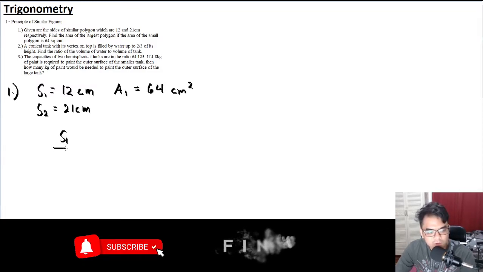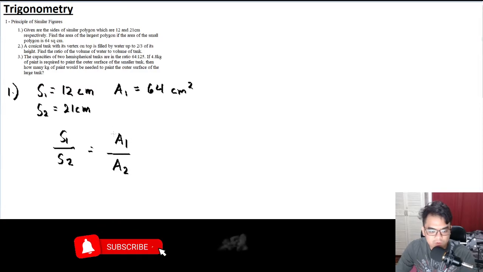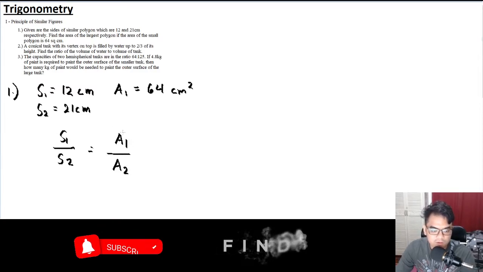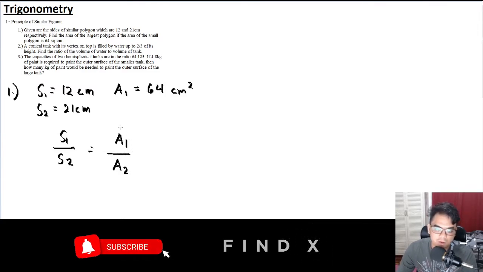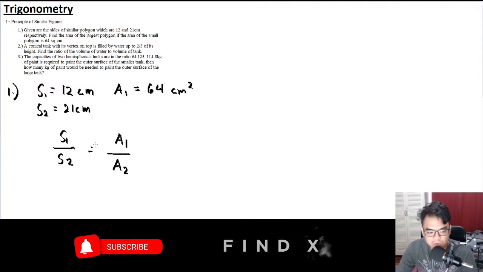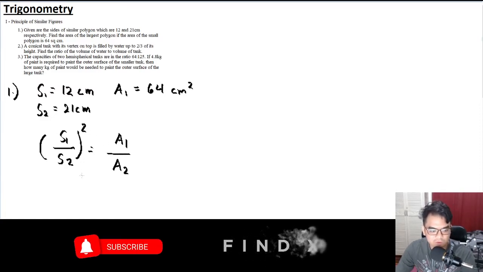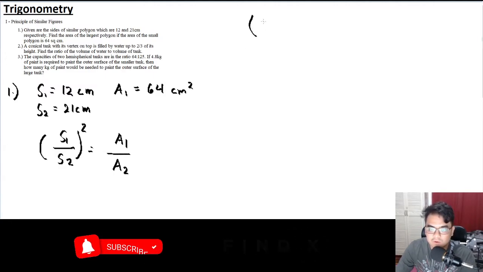If you're dealing with similar figures, all you have to do is something like this. S1 over S2 is equal to A1 over A2. However, if you consider the units, the areas are in square, right? That is square centimeter, square meter, square feet, anything like that. The sides are just centimeter, so in order for them to be equal, this should be squared. In that case, now we can use this equation.